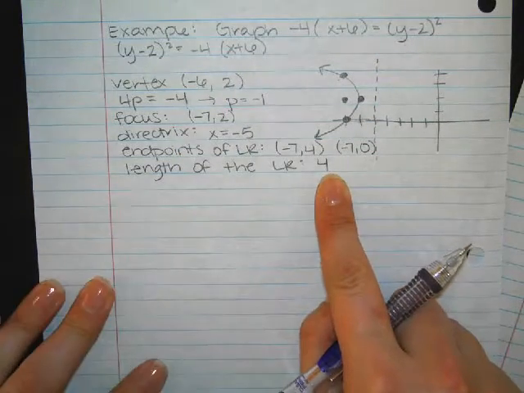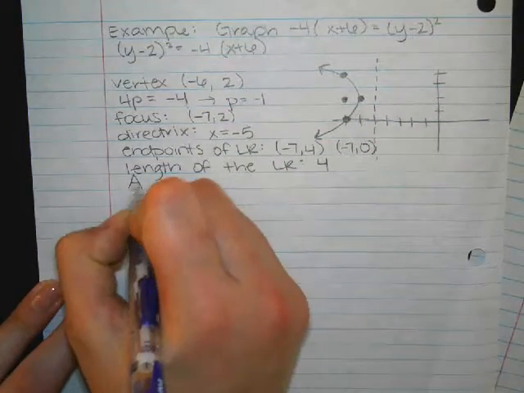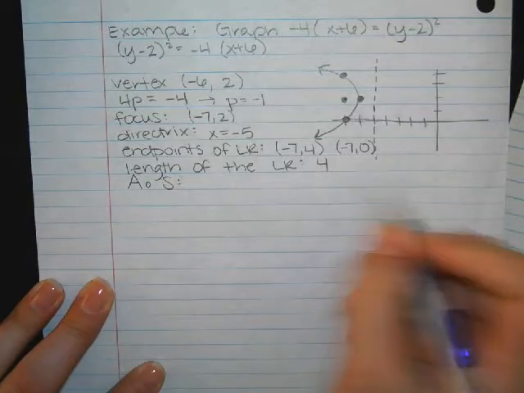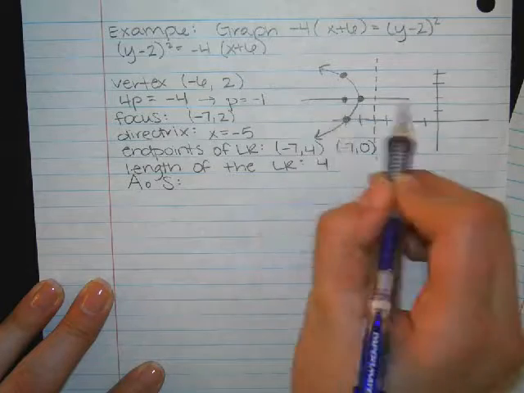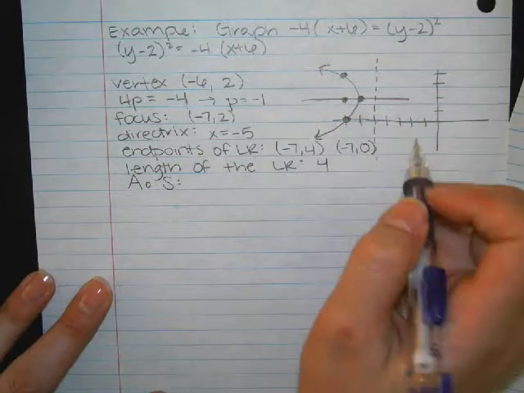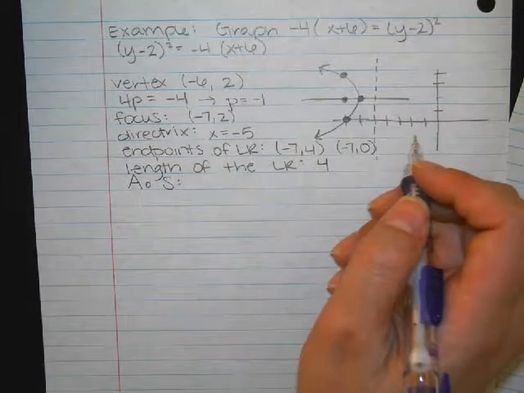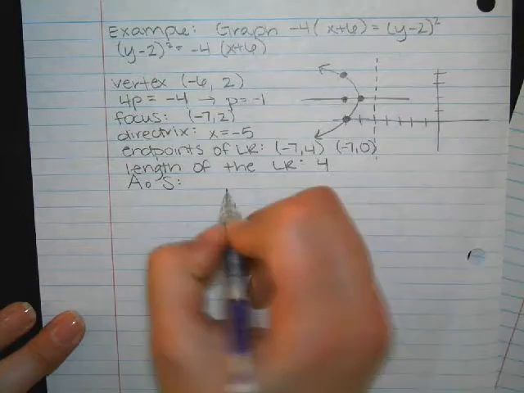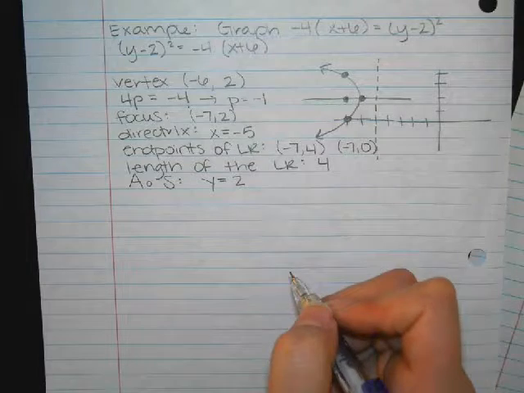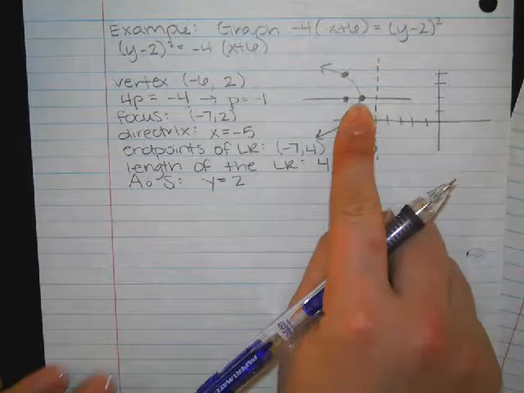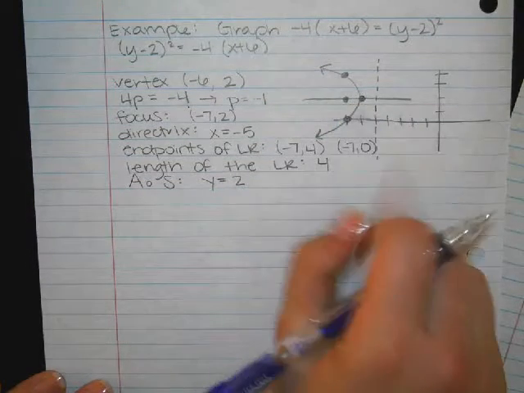And then let's go ahead and find the axis of symmetry. No, you're right, it is 2, but that's not exactly it. We have to include more information. Y equals 2. Good. It's a horizontal line. It cuts the parabola.